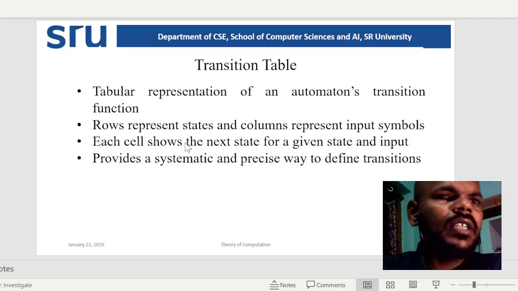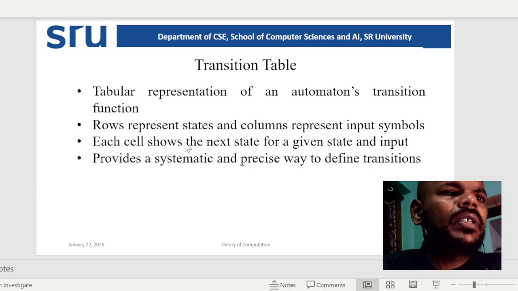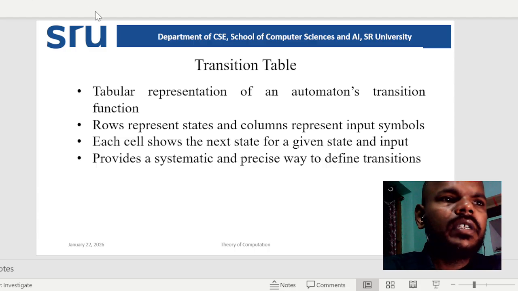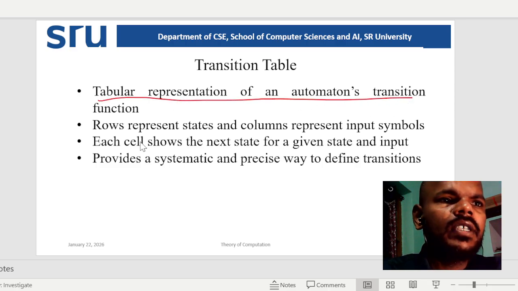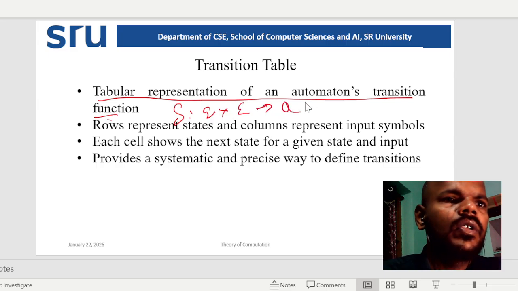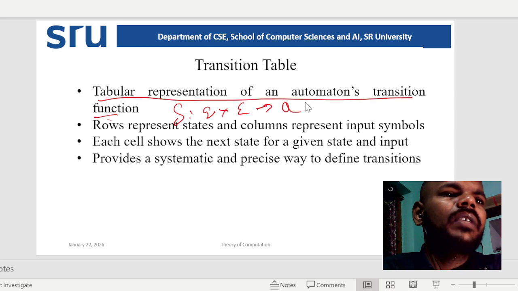So what is a transition table? A transition table is a tabular representation of the transition function. What is a transition function? That is delta. Delta is Q cross sigma to Q. So this is a transition function. How will this transition function be represented in tabular form?